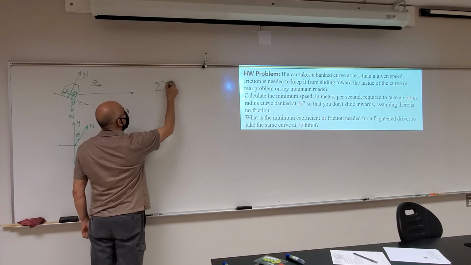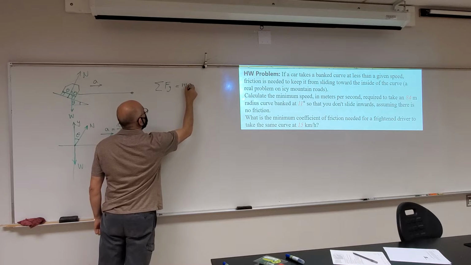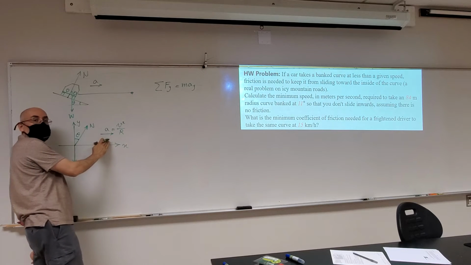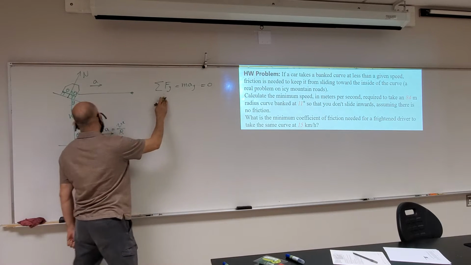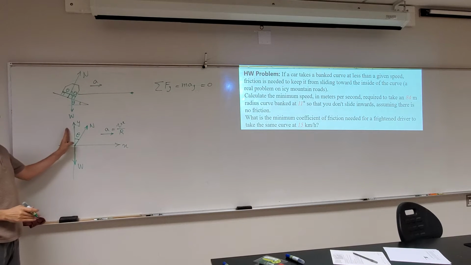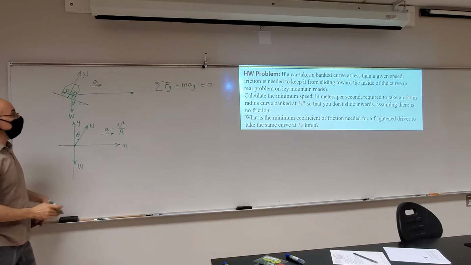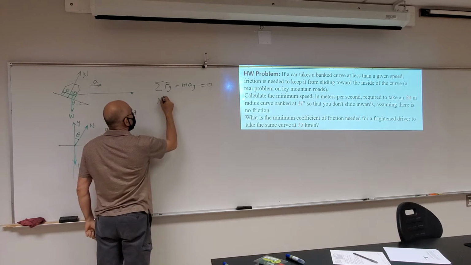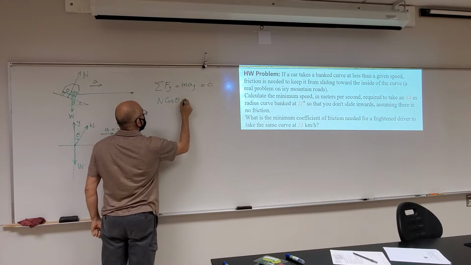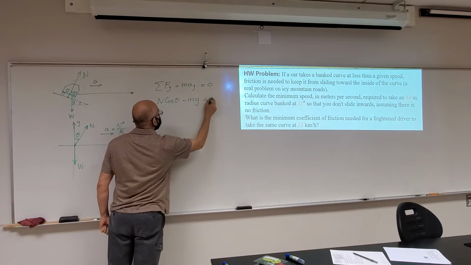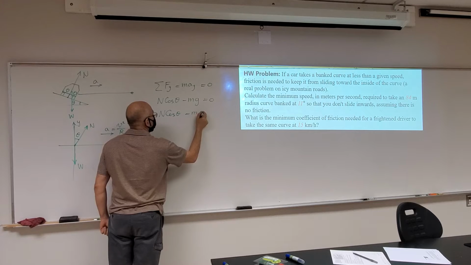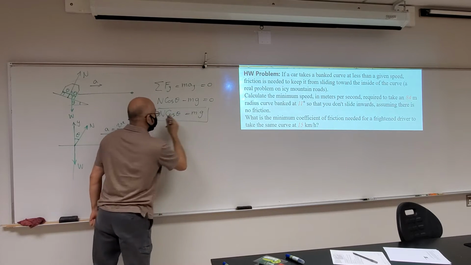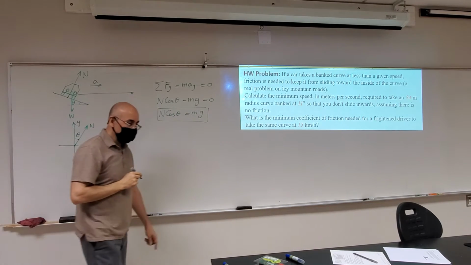So if we do sum of Fy equal to m a_y, what do we get? Because a is in the x direction, a_y is 0. And the sum of Fy is just N cosine theta minus mg, equal to 0. So it gives you N cosine theta equal to mg. It basically gives you the magnitude of the normal force.